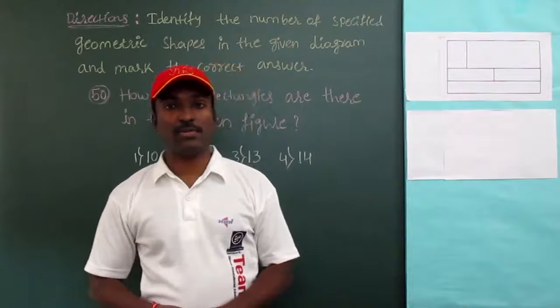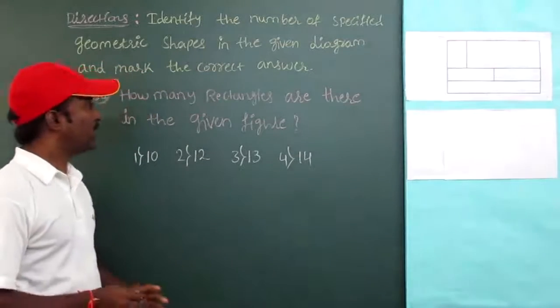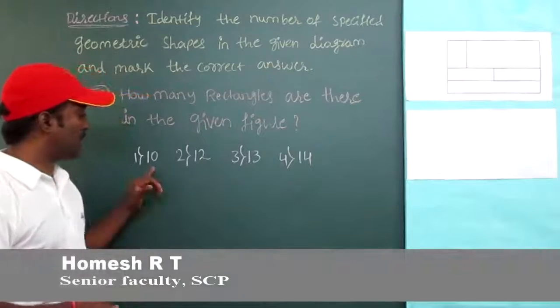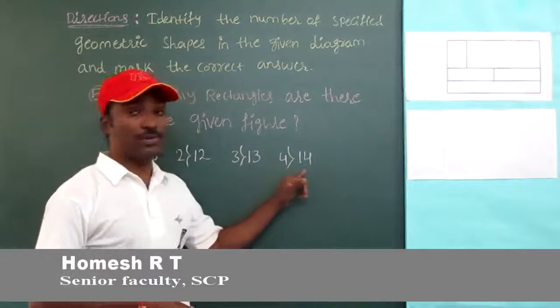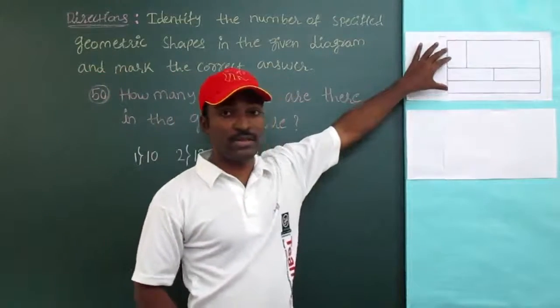Well friends, here is problem number 50 and the given question is, how many rectangles are there in the given figure? And the options are 10, 12, 13, 14. So we have to find the total number of rectangles present in the given figure.